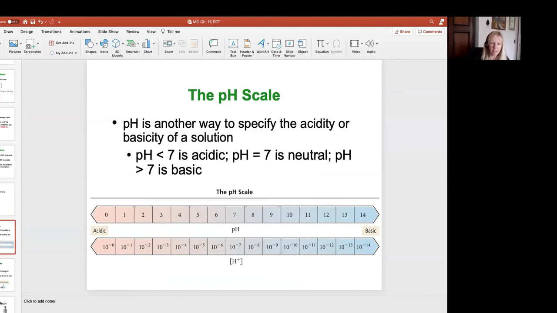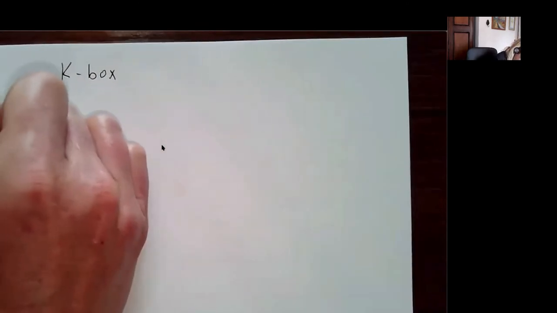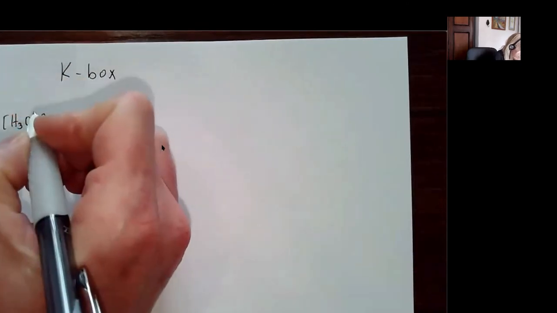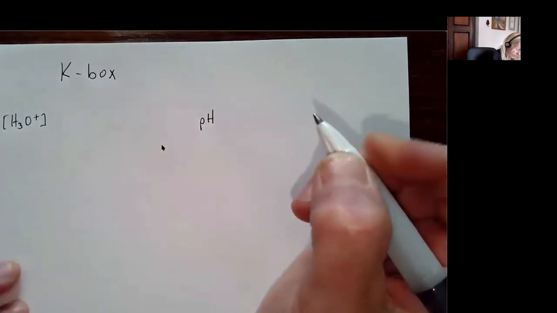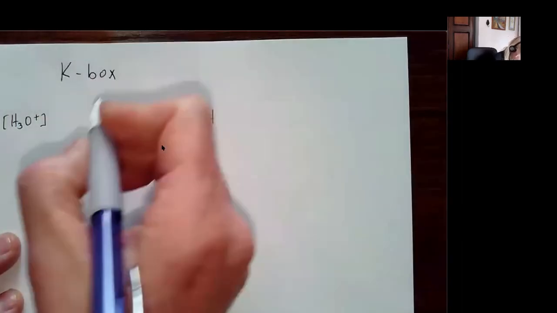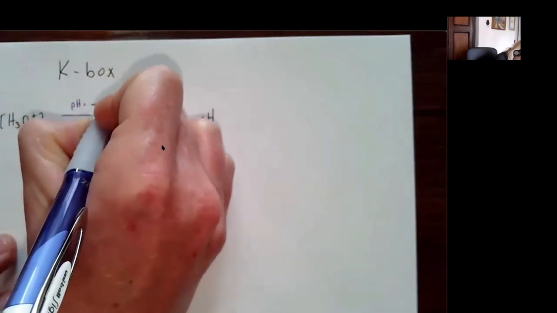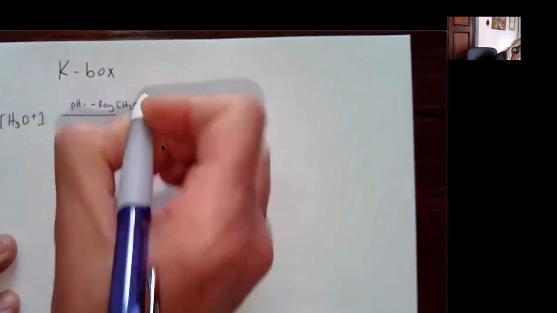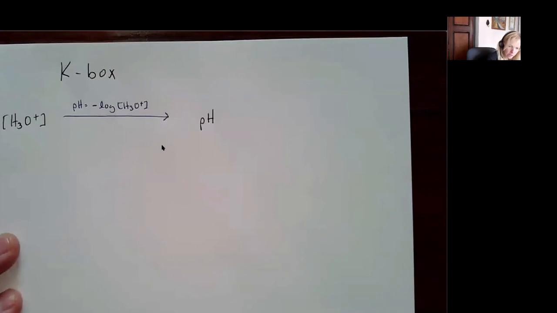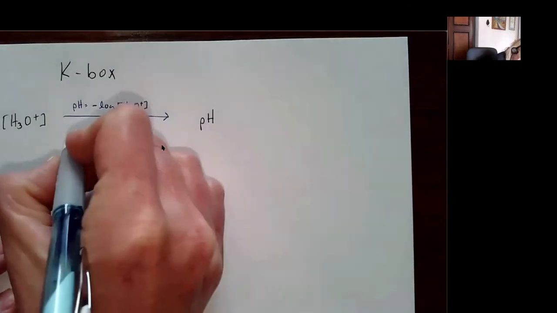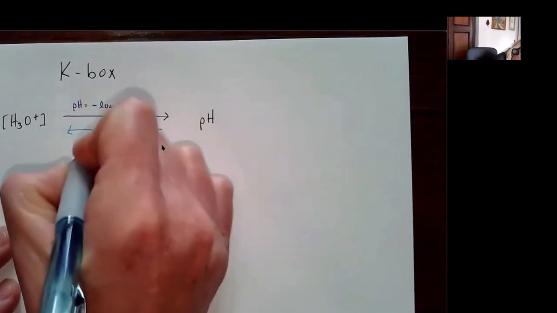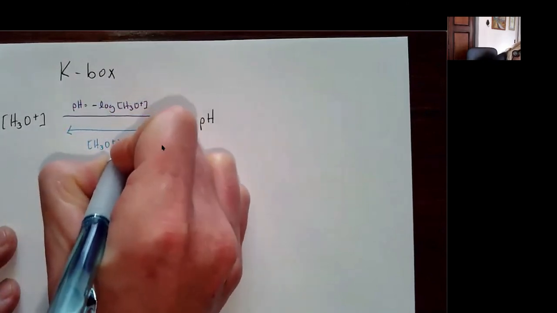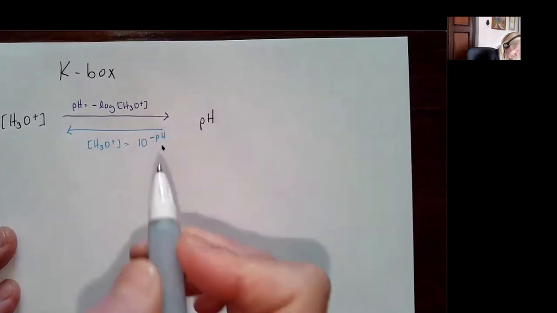Now there's this thing called the K-box, and the K-box is going to relate everything together. It looks like this. Okay, so this is called the K-box. I'm going to put hydronium ion concentration up here in this corner and pH here in this corner, and I can relate these together. I can relate this to this by taking pH equals the negative log of hydronium ion concentration. So if I'm given this, I can get to here. I can also go in reverse. If I'm given pH, I can get to hydronium ion concentration because I know that H3O plus equals 10 to the minus pH. So I can toggle back and forth that way.